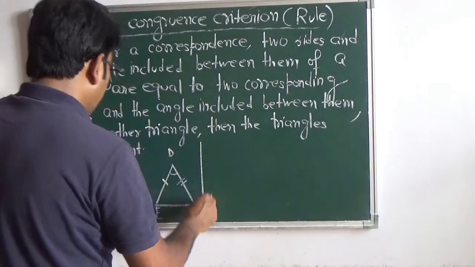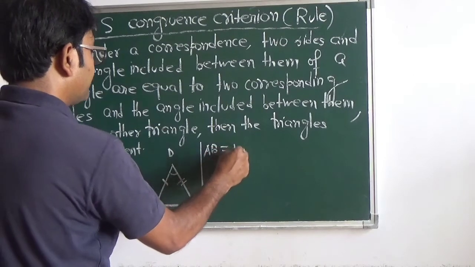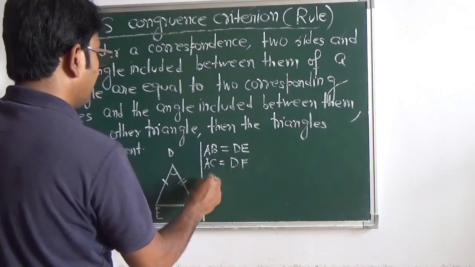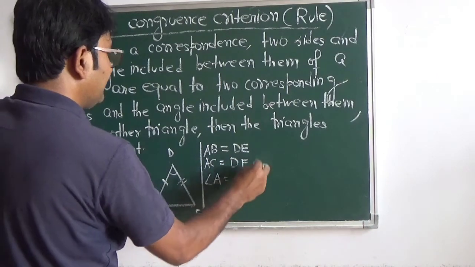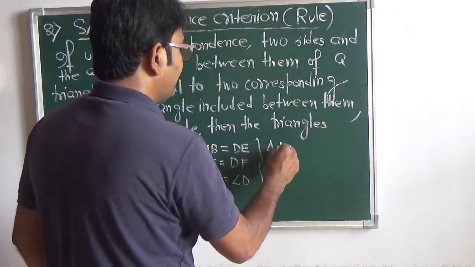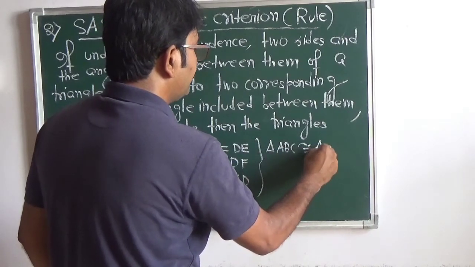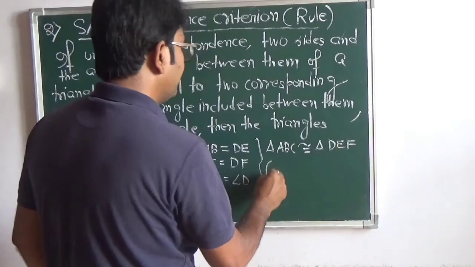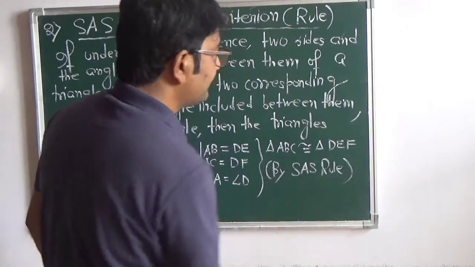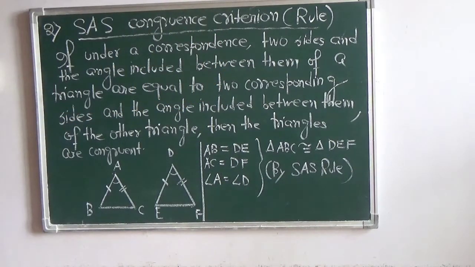So we write it down. We have, if AB equals DE, if AC equals DF, and angle A equals angle D. If all these three conditions are satisfied, then we say that triangle ABC is congruent to triangle DEF, and this happens by side angle side rule, SAS rule. So this is the second rule, congruency criteria, with the help of which we can prove that the two triangles are congruent. Now moving on to the congruency rule number 3.